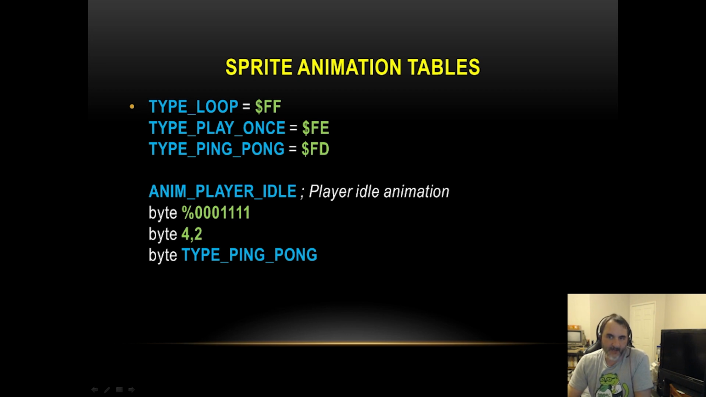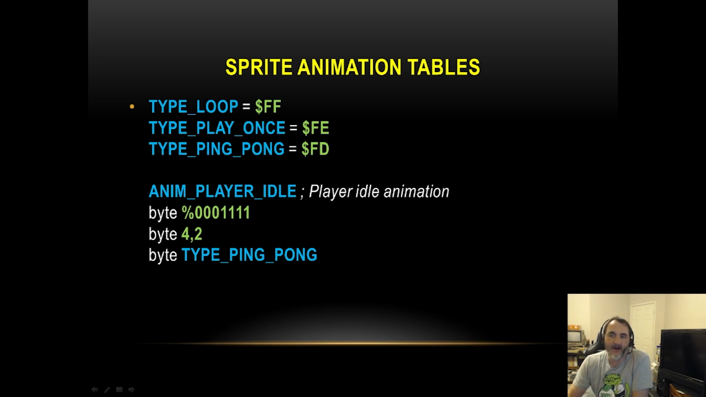Sprite animation tables now. You can see these are the loops that are actually allowing the animation to loop and continue over and over again. Sometimes, like a falling animation may have a loop animation. This one is type play once. Like, for example, if you throw a punch, you only need to see it once. You don't need to keep doing it in rapid succession unless the player is continually pressing the button. And then we have type ping pong, and this is kind of like a ping pong ball going back and forth for the sprite animation.